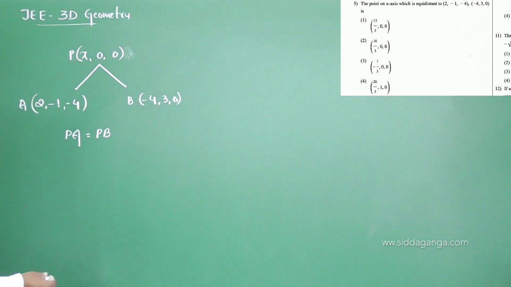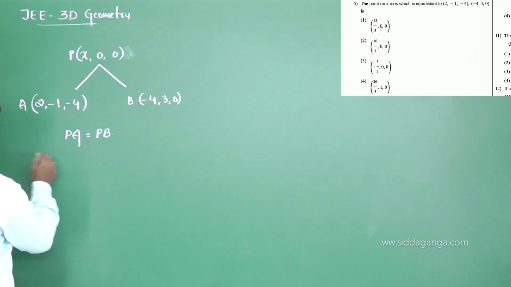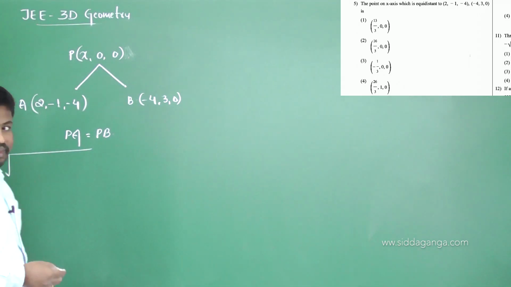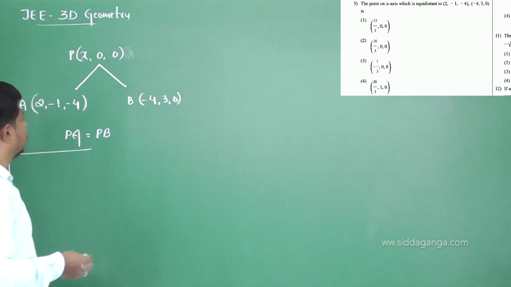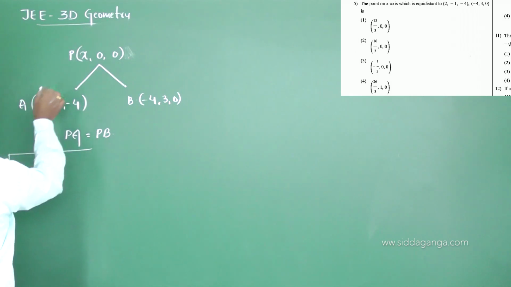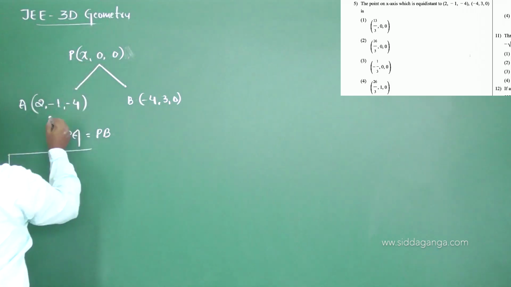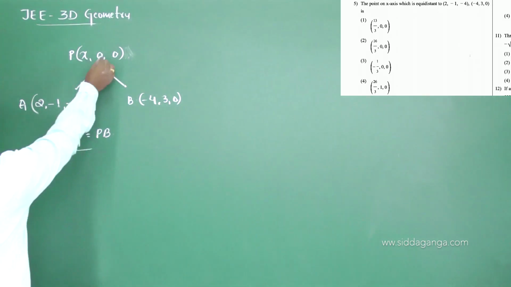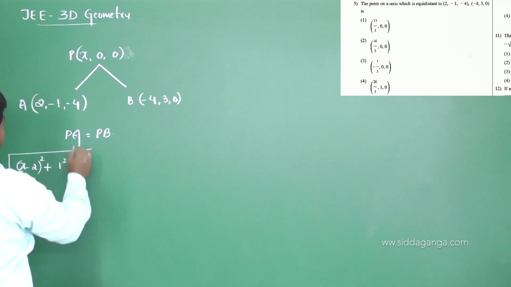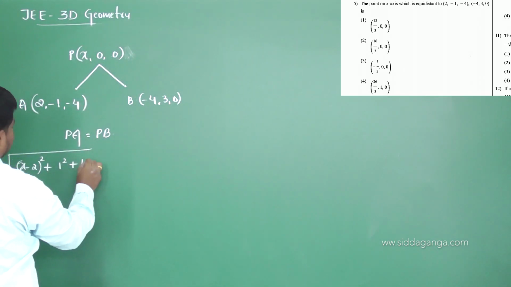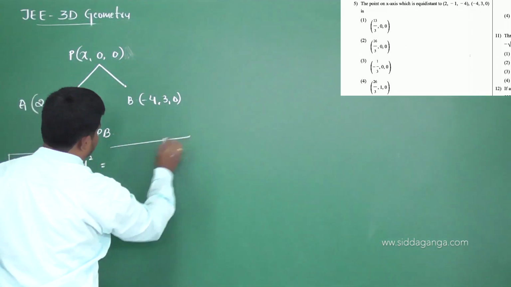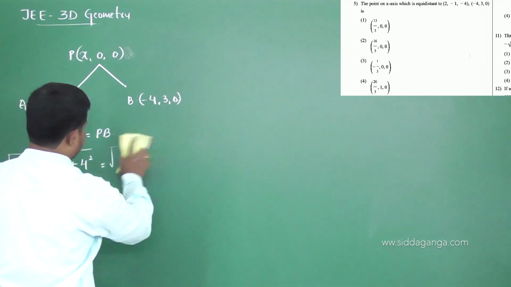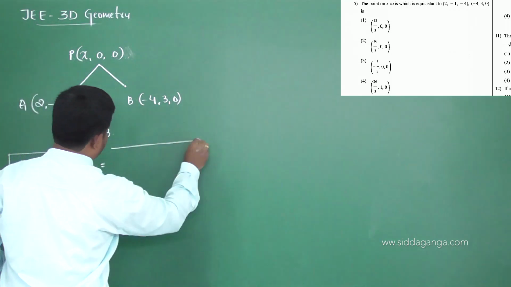Let's solve using the distance formula. So PA is the root of (x2 minus x1) whole square plus (y2 minus y1) whole square plus (z2 minus z1) whole square. Let us take x1, y1, z1 and x2, y2, z2. So (x minus 2) whole square plus (0 minus 1) whole square plus (0 minus 4) whole square, that is equal to PB. Same, I am going to write, use the same formula.